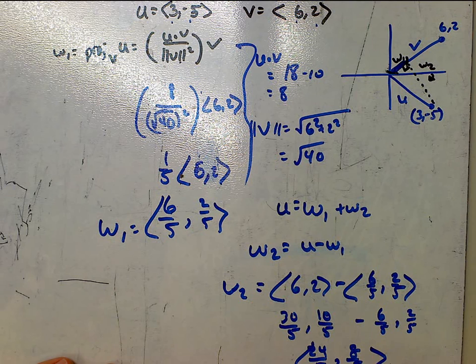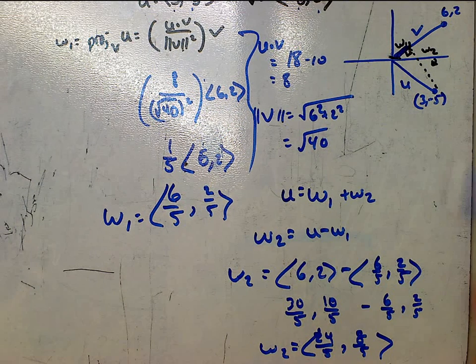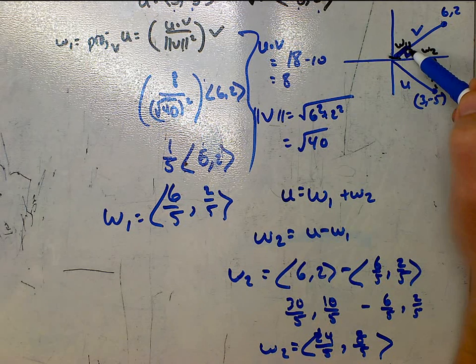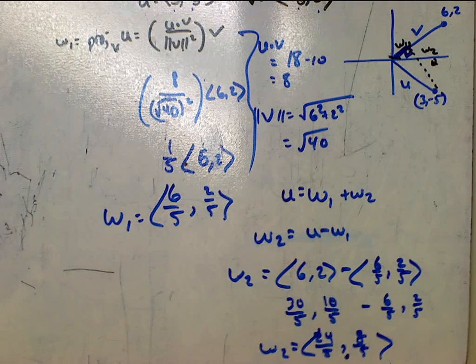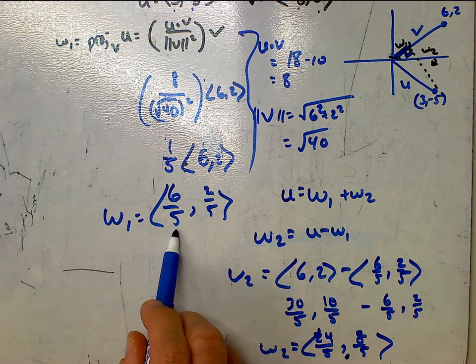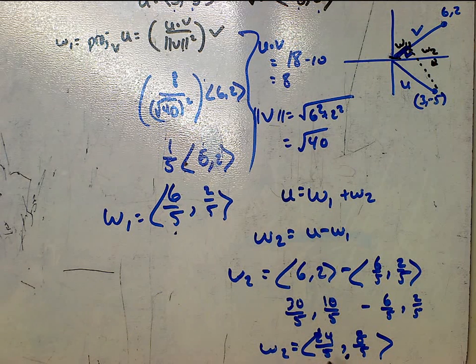That's w2. So essentially I found the two vectors, w1 and w2, where it leaves u, or projects onto v, at a right angle. The w1 is 6/5, 2/5 along vector v, and then this is the length of w2. Add the two w's together and that gives you vector u. Alright?